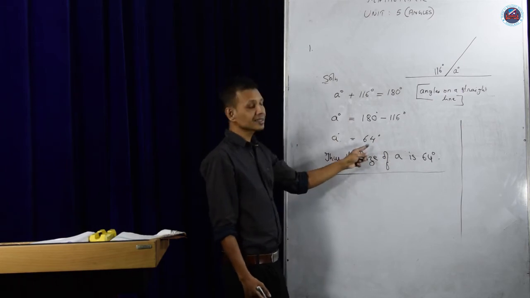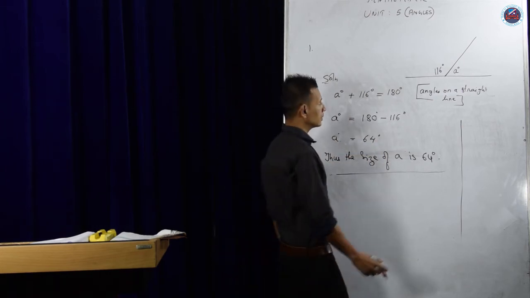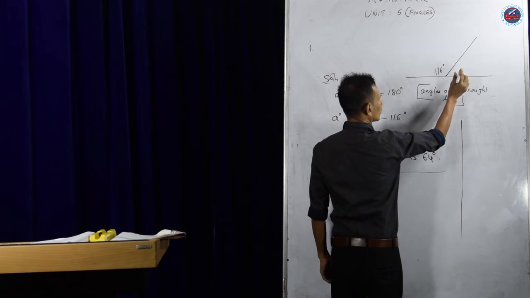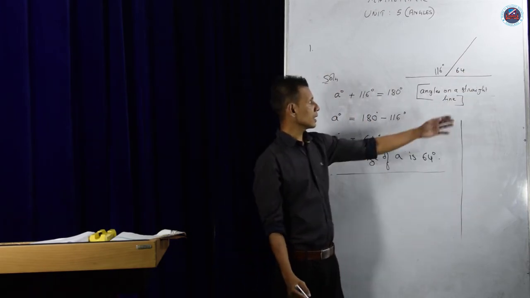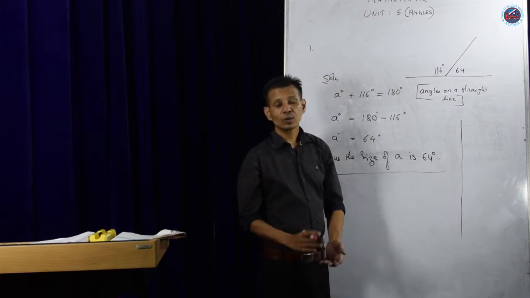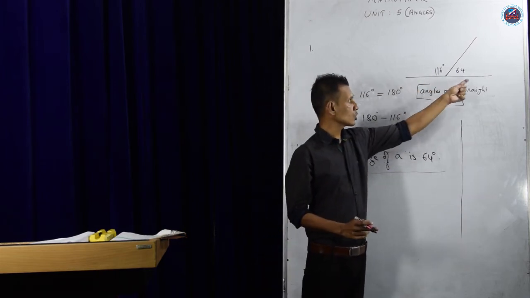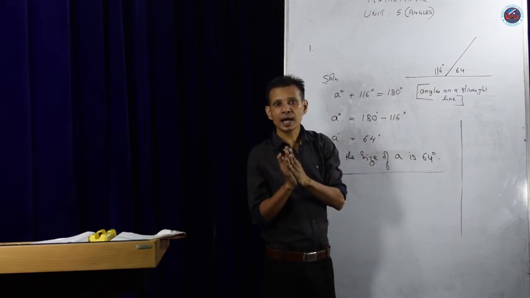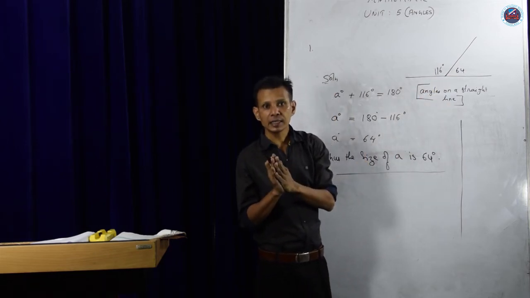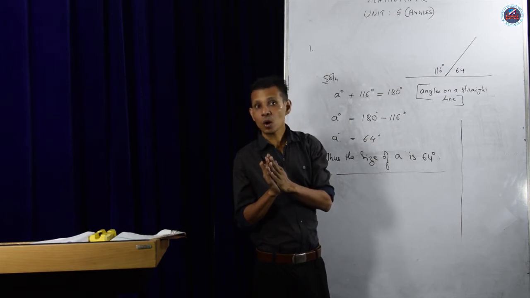A, you got 64, right? A, you got 64. Can I do that? Yes. A, we got 64. And what did I tell you? It's on a straight line. When you add up this and this, you will get 180 degrees. Not less, not more.